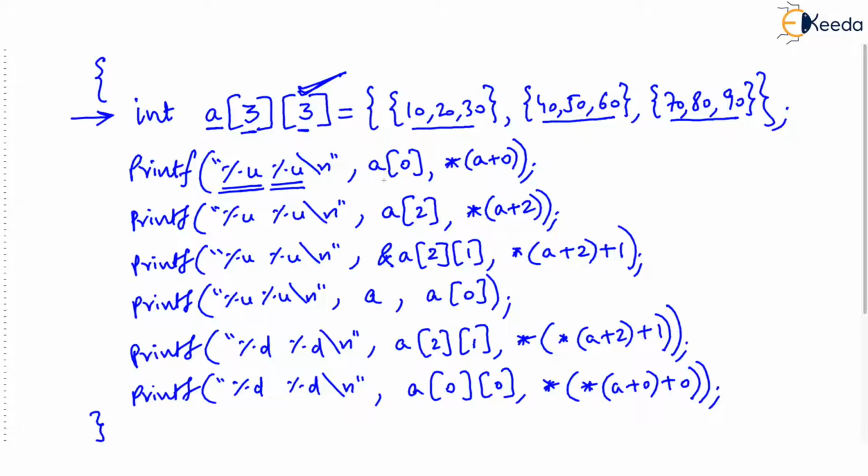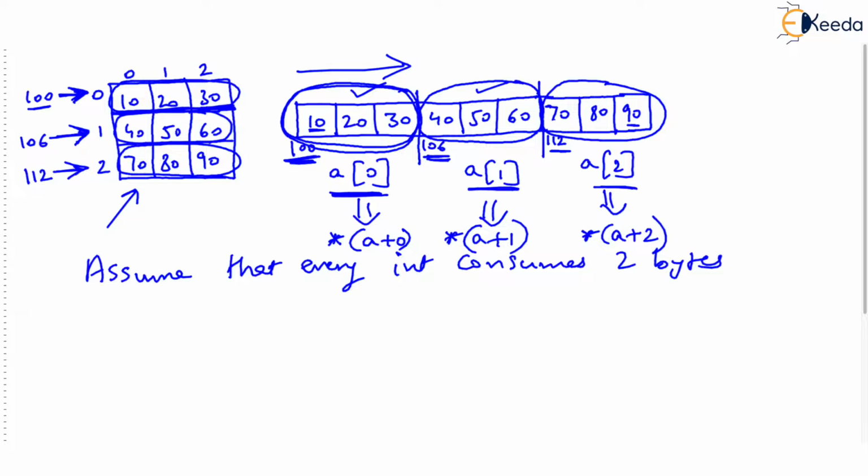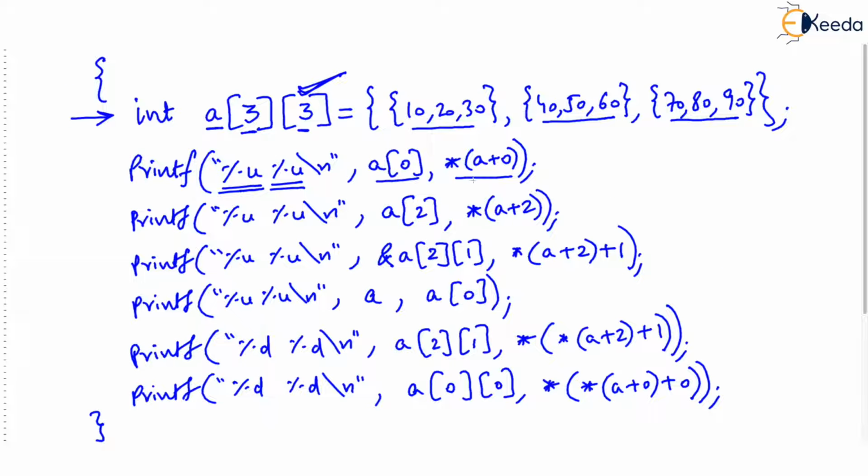Now, which two values are we printing? A[0] and *(A+0). Tell me what is A[0]? Referring to our diagram, A[0] is clearly 100, isn't it? And what is *(A+0)? Oh, this is the same as this notation. So the output produced will be 100, again 100. This is nothing but the base address of the 0th row.